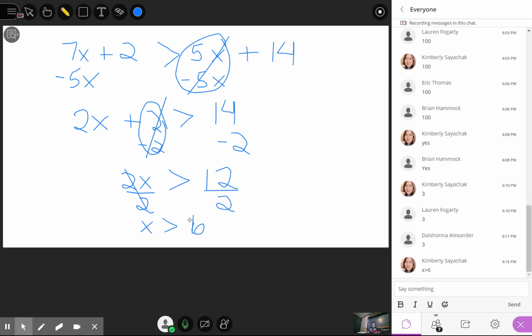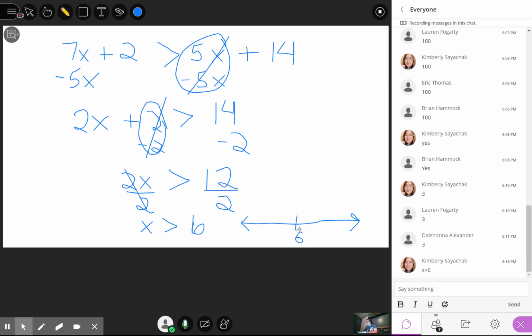Okay, now, this inequality notation is one way to show the answer, but you can also show the answer on a number line, which makes sense because you don't just have one number as your answer. Your answer is a range of values. Any numbers larger than 6 will make this inequality true. And so we go here and we'll put 6 on the number line.